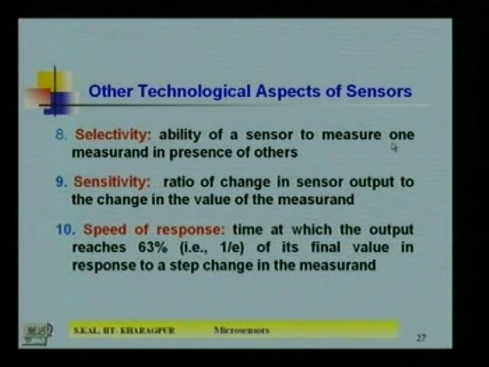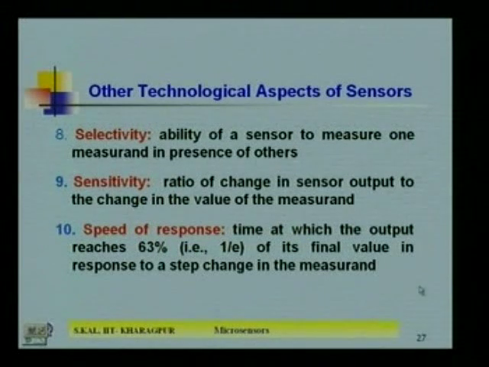Okay, and speed of response is also an important parameter. That is the time at which the output reaches 1/e, which is 63% of its final value, in response to a step change in the measurand. That is the speed of response. How fast? Because in case of a step change of the measurand, you need the sensor to respond very fast, and its definition is the time required to reach 1/e times, which is 63% of the desired output. So that is the speed of response.